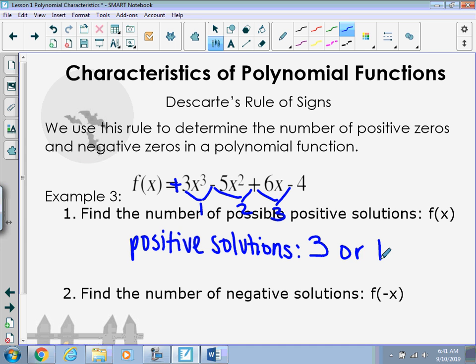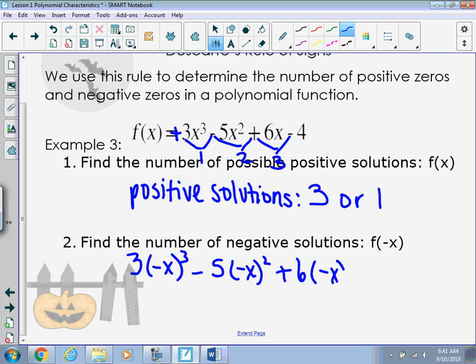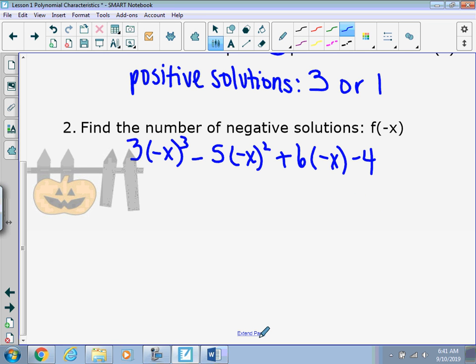Now to get the negative solutions, we have to find f of negative x. So we're going to plug in negative x everywhere we have an x in the original equation. So we've got 3 times negative x to the third, minus 5 times negative x squared, plus 6 times negative x, minus 4. We're only looking at this equation, so we are no longer looking at that equation at the top. We're just looking at this one.